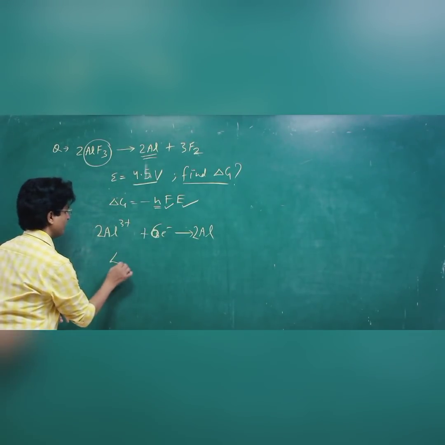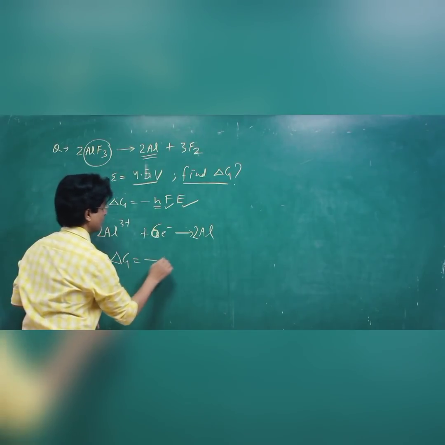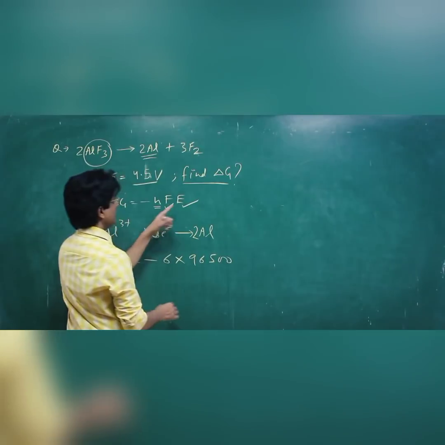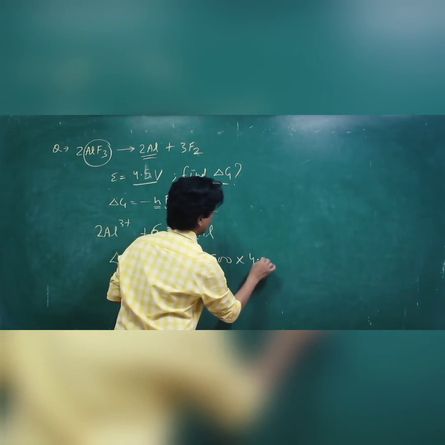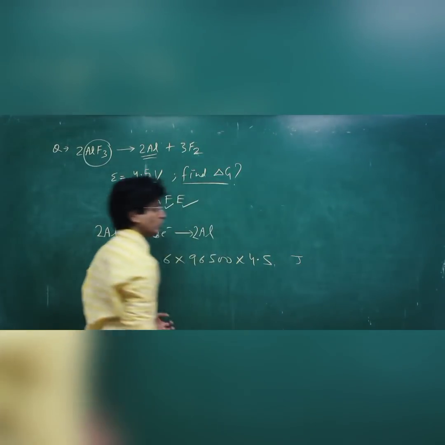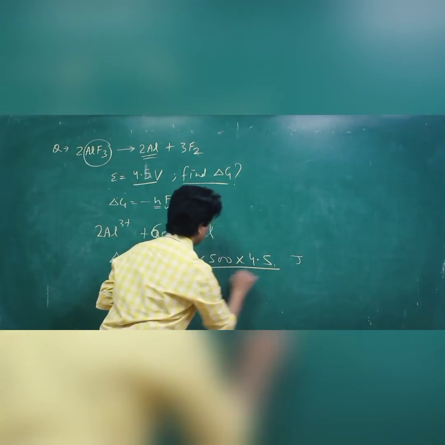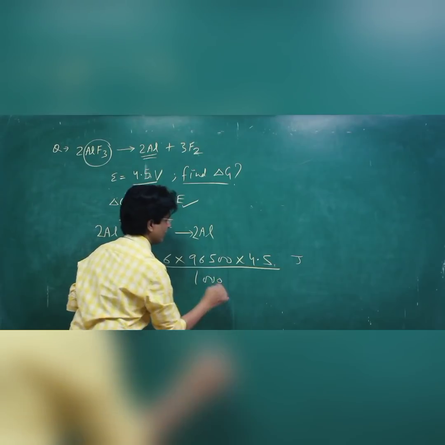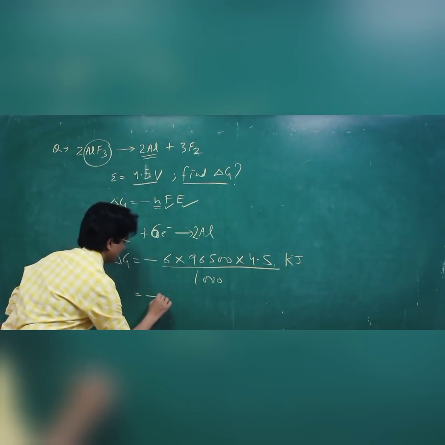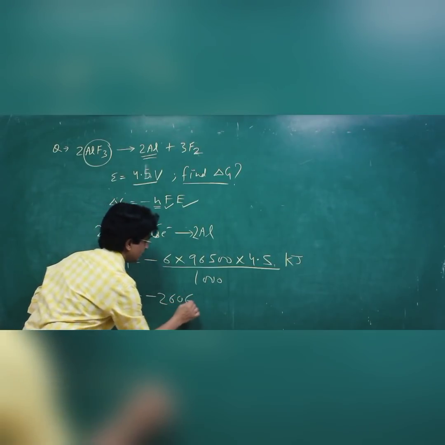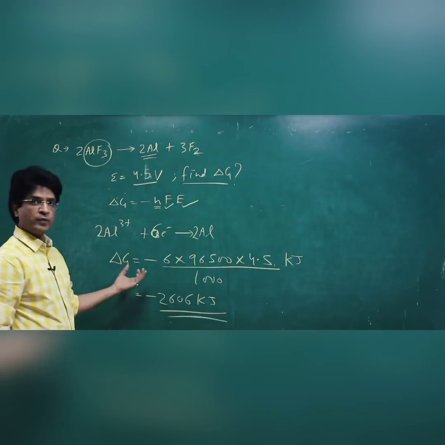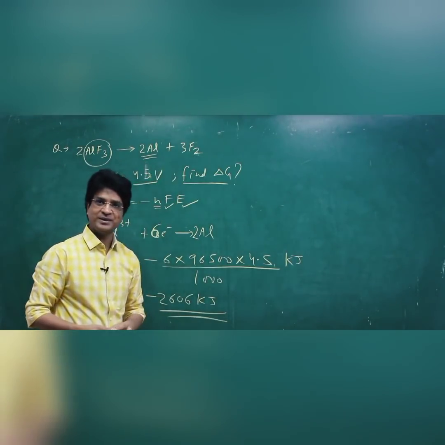Now put this value. Delta G will be minus of 6, F will be 96500, and E is given as 4.5. Now when you solve it, you will get your answer in joule. To convert this into kilojoule, divide it by 1000 and you will get the answer in kilojoule. Solve it and you will get minus 2606 kilojoule. This much of free energy will be involved in this reaction.